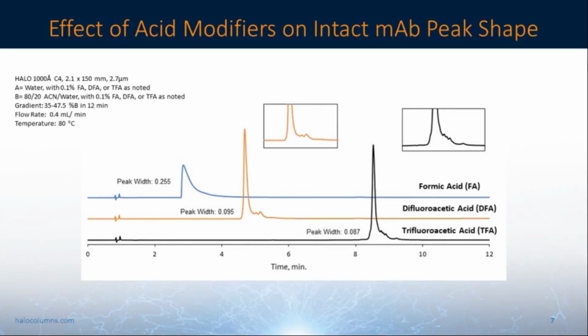The bottom trace in black used 0.1% TFA. Peak width is 0.087 minutes, and this result shows the highest retention. The zoomed-in sections show the minor MAB components and how the selectivity is influenced by the DFA and TFA in the mobile phase.